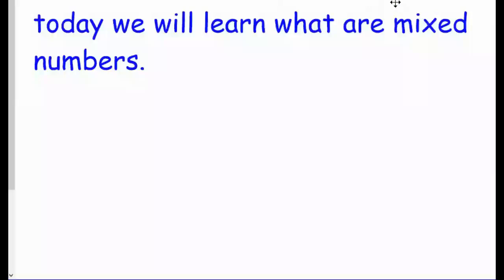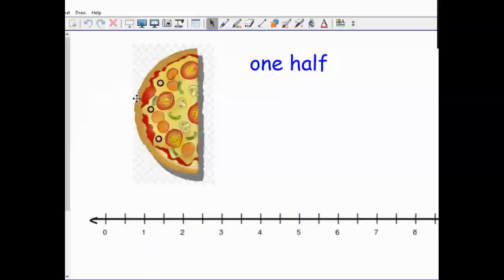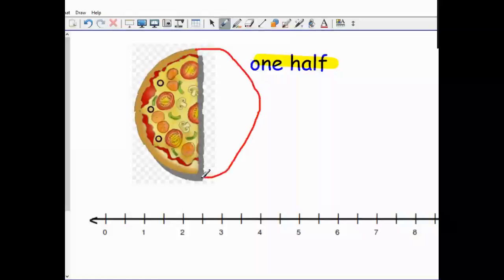Okay, today we will learn what mixed numbers are. Look at the screen. What do you see now, please? You see one half. This means if you have a pizza and you divide it into two equal parts, this part is 1 out of 2. So we call it one half.